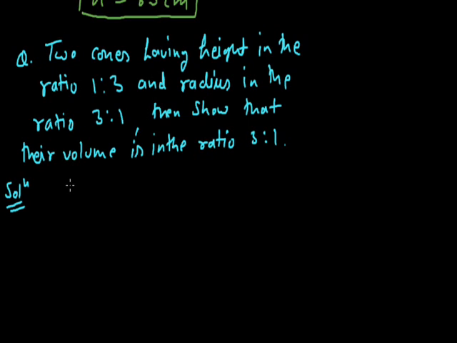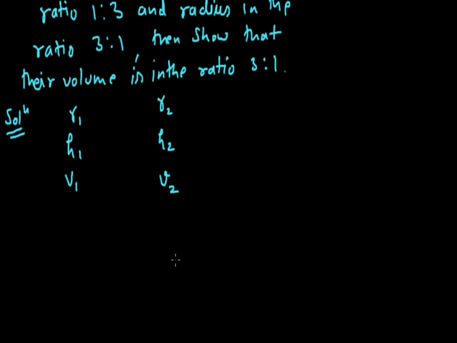So let's say the radius of the first cone is r1 and the height is h1 and volume is v1. Let's say the second cone having radius r2 and height h2 and having a volume v2. So these are the variables which are denoting the radius, height and the volume of the two cones.